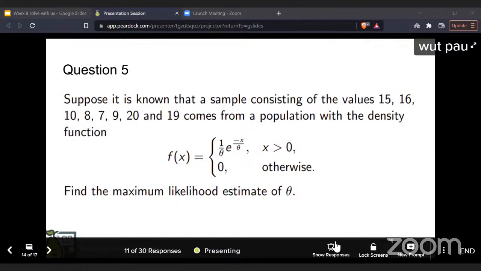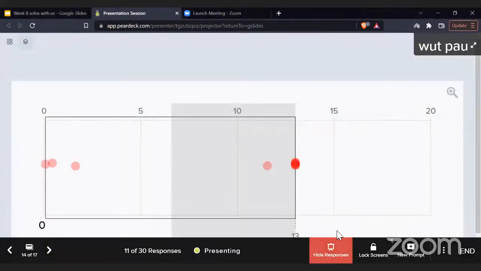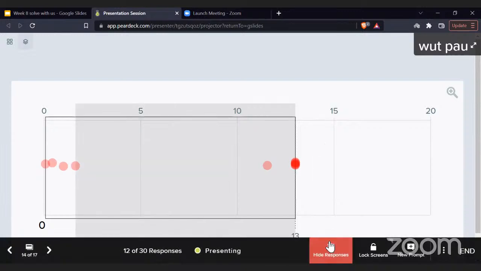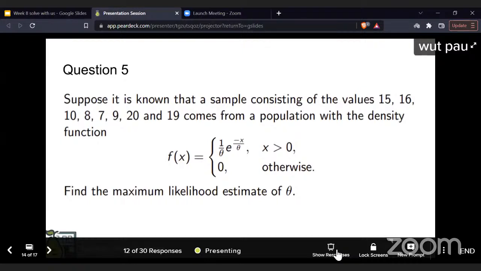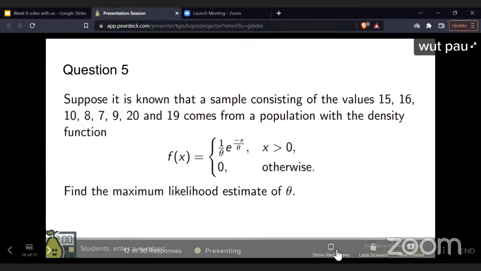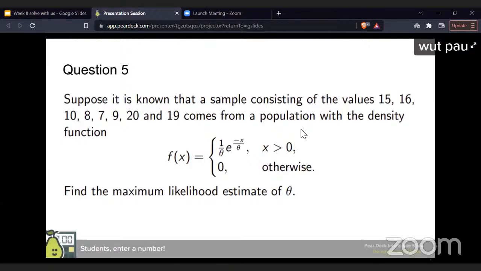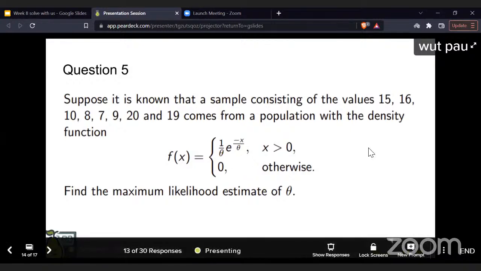Okay, so most of the answers are at 13, as you could see. Now we identified that the random variable x here has the exponential distribution with the parameter 1 by theta, and we have to find the maximum likelihood estimate of theta. The sample is given as 15, 16, 10, 8, 7, 9, 20, 19. And so the same thing we'll do here.